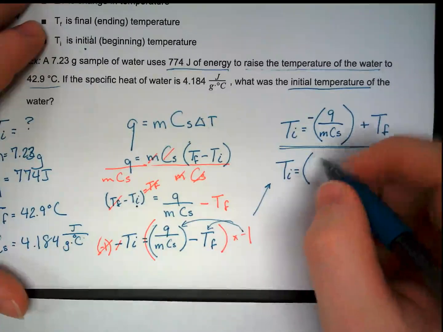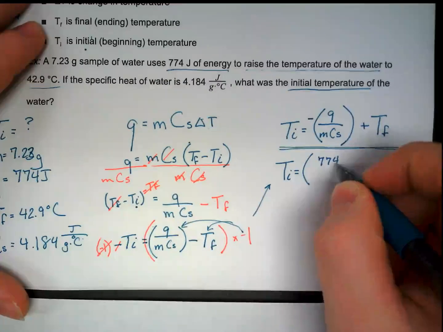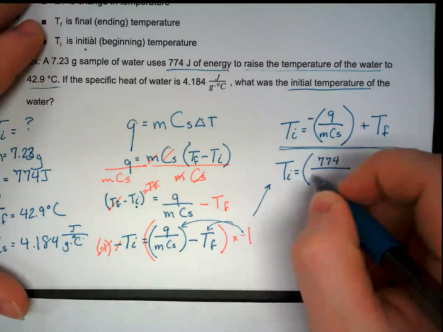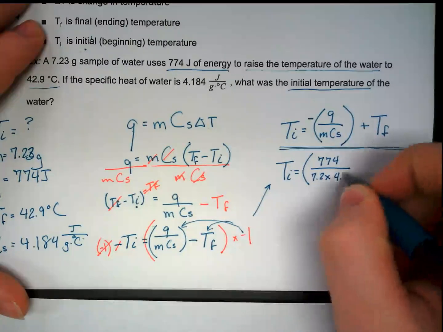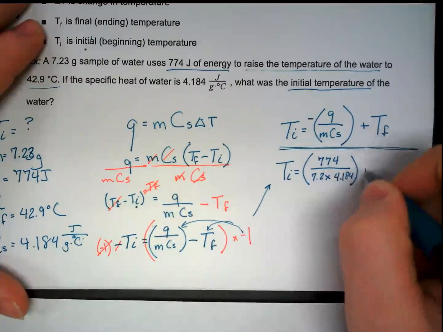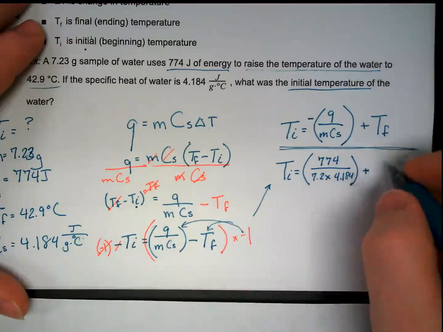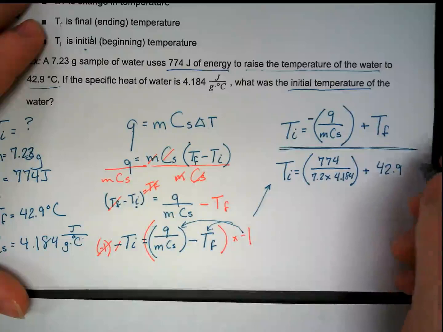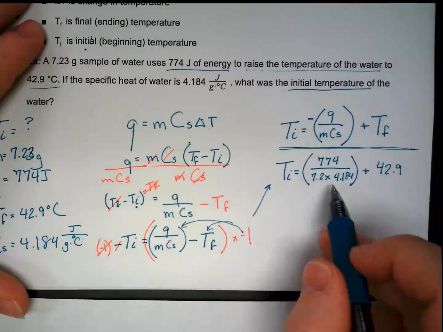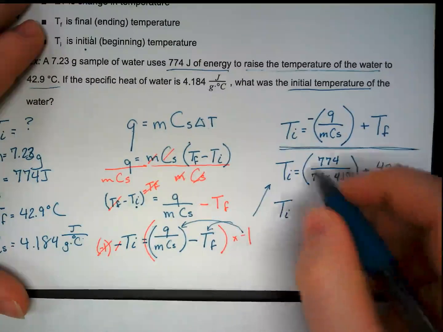So this is going to be Q, which up here is 774, divided by the mass, which is going to be 7.23, times our specific heat, which is 4.184, plus our final temperature, which is 42.9. Okay, let's just solve this guy real quick first. See what we get. Oh, that's a negative.